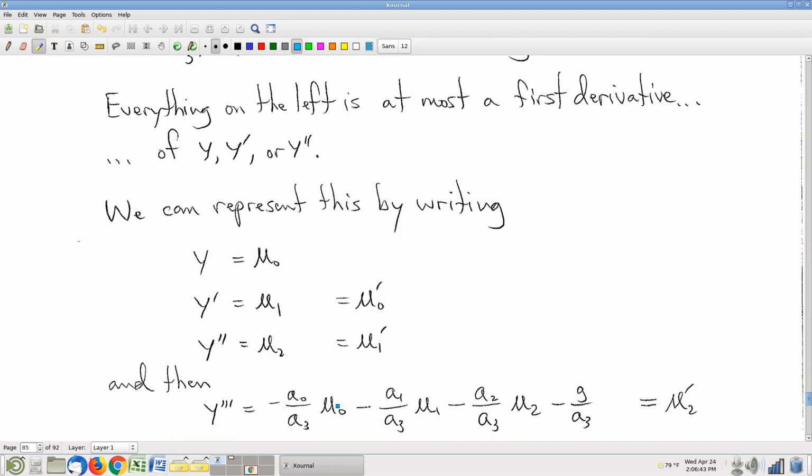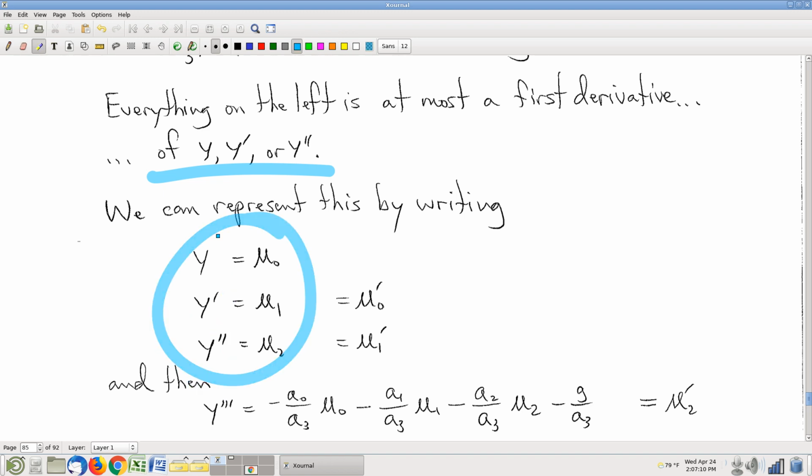So, I'm going to make up three new variables. These are the things whose values and first derivatives only contribute to the original equation. I'm going to take these three things and give them names. I'm going to call these U0, U1, and U2.